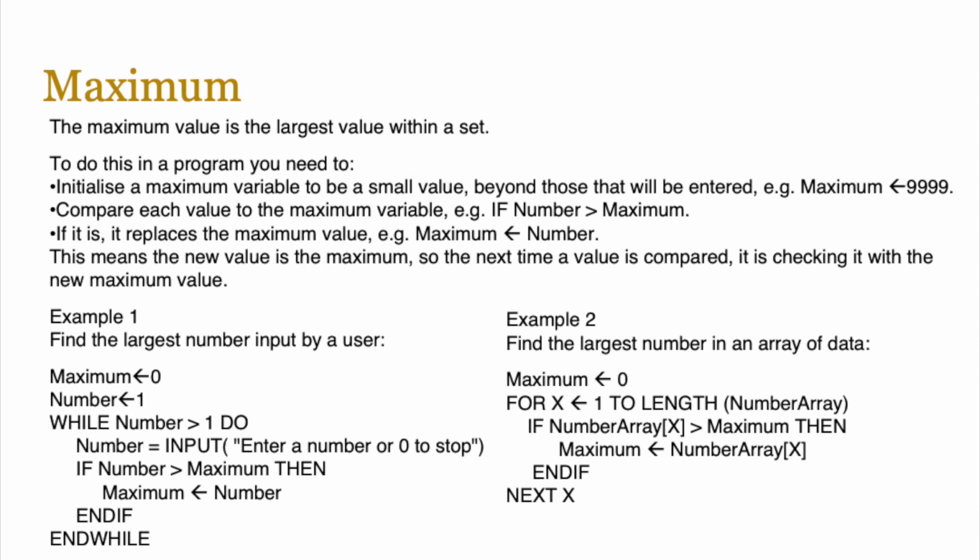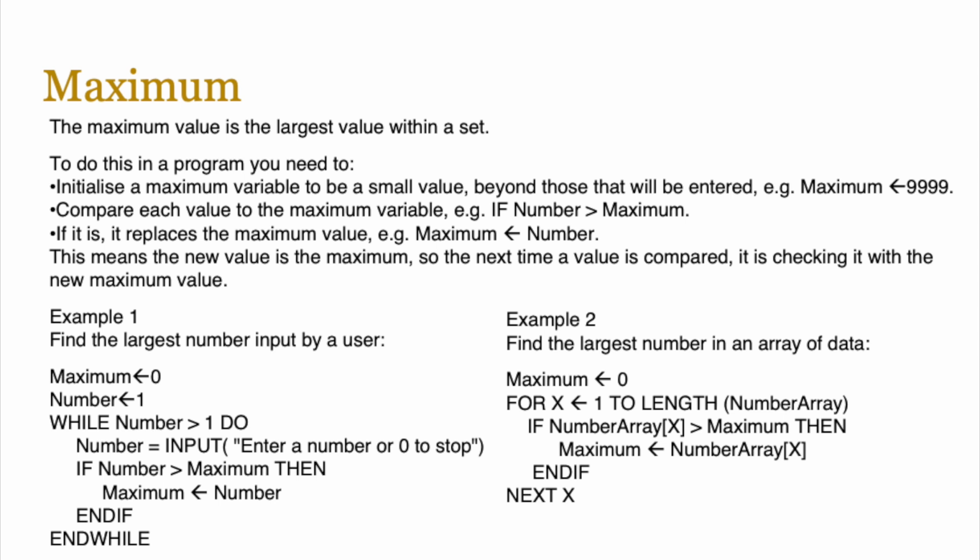Now, maximum works exactly the same way, but in this case, we initialize the maximum variable and we assign it to a very small value. Because once we compare the input values or the values in an array, if that value is bigger than this small maximum, then that value becomes the max. And we keep doing that for the rest of the values in a group.